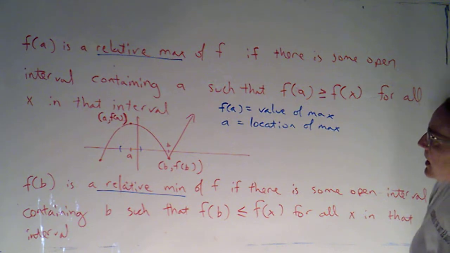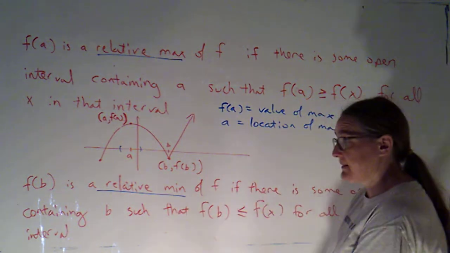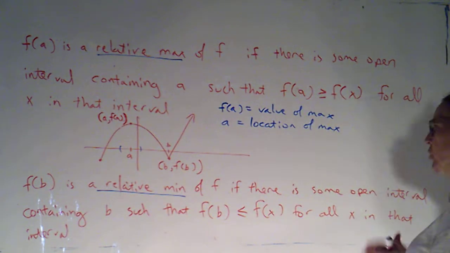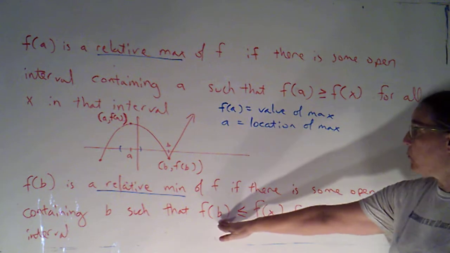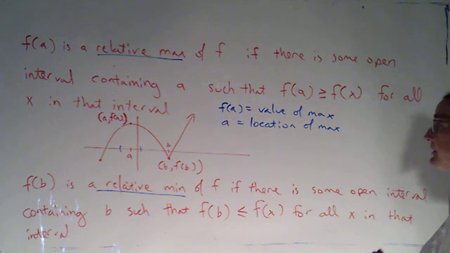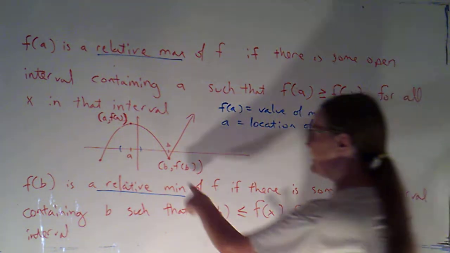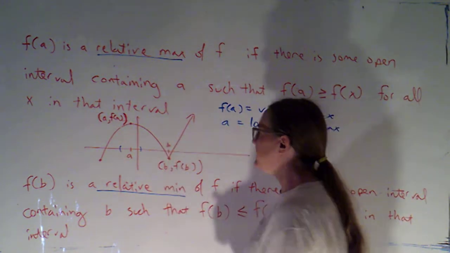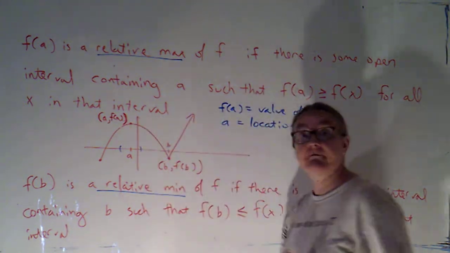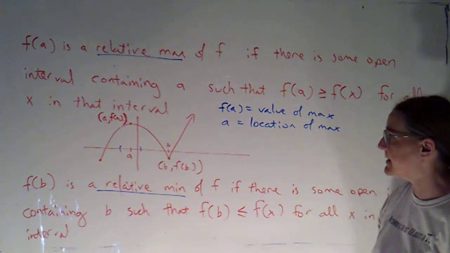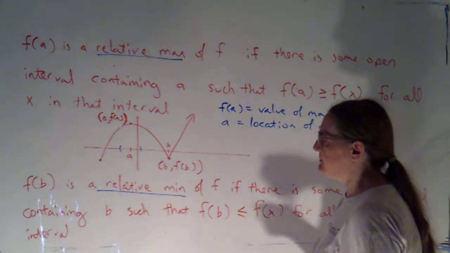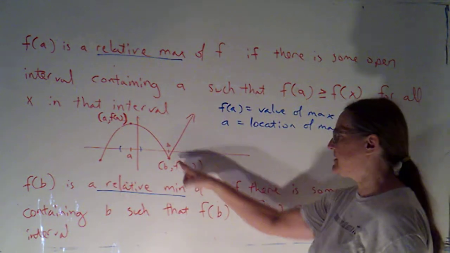Now, the location of a min is very similar. f of b, that's the y value, is a relative min if there's some open interval containing b such that the y value at b is less than or equal to the y values at other x values for all x in that interval. So you can see here at b, I've got a value, and that's my min. If I look just a little to the left and a little to the right, I never see a point that's lower. Now, if I look over here, it does look like that point is a little bit lower than this, although I don't really care. This is still a min.